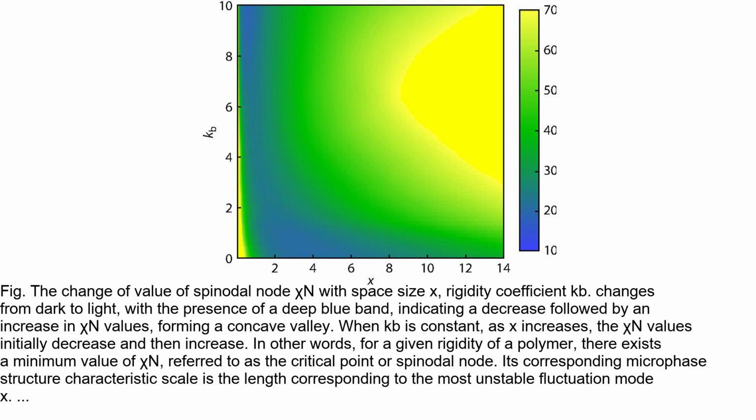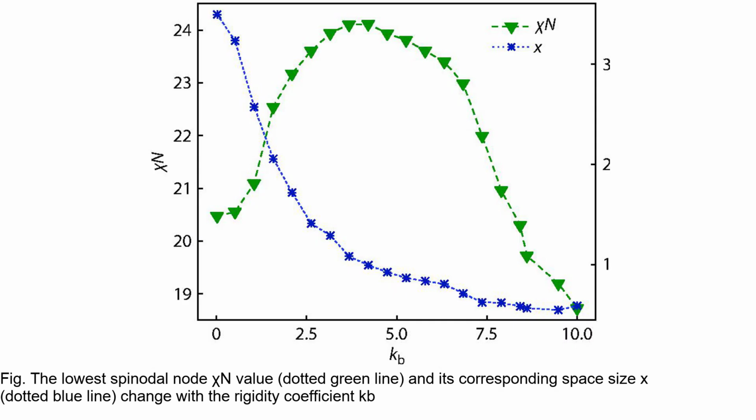of the microphase separation. Figure 7 in the paper presents the variation of the spinodal node chi-n, order-to-disorder transition wave vector, and the corresponding fluctuation mode x with the rigidity coefficient Kb for a system of cyclic diblock copolymers. The spinodal node chi-n represents the concentration at which microphase separation occurs. The horizontal axis represents the rigidity coefficient Kb, the left vertical axis represents the spinodal node chi-n, and the right vertical axis represents the fluctuation mode x corresponding to the spinodal node chi-n.